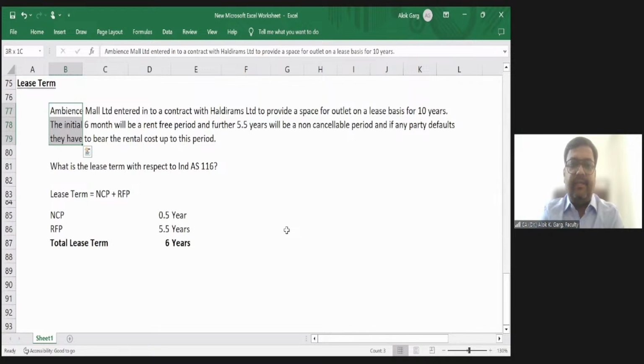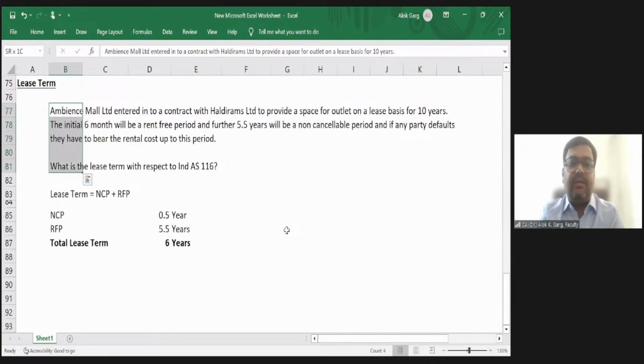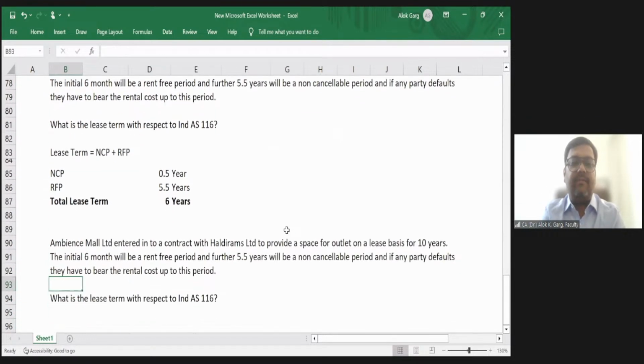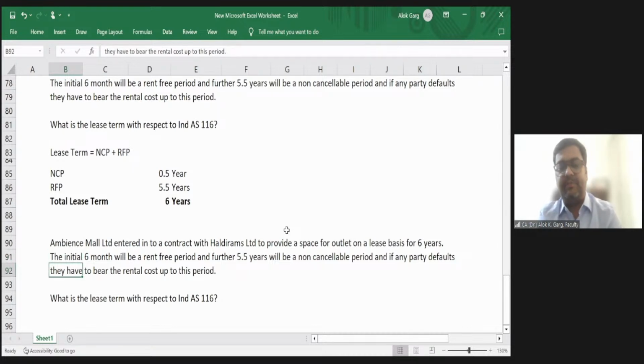To extend with this example, let's say Ambience Mall Limited entered into a contract with Haldirams Limited to provide a space outlet on a lease basis for 6 years. The initial 6 months will be a rent-free period, and the further 5.5 years will be a non-cancelable period. If any party defaults, they have to bear the rental cost up to this period.